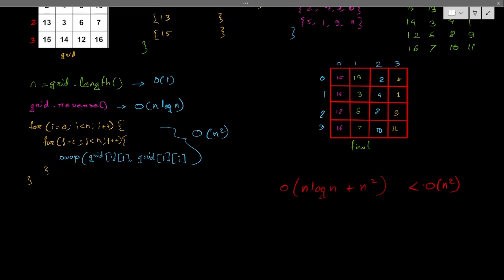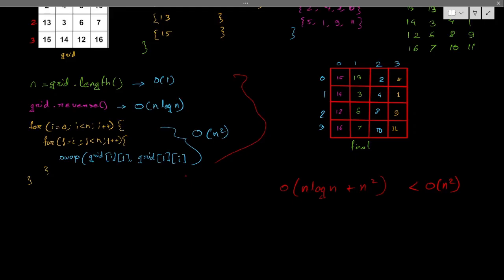This is the final solution. And it is obviously less than, not less than or equal to, because it will never touch n square. Because we are not iterating each and every element. We are iterating diagonally, only half of the array, half of the matrix. So it is overall less than n square. So this is the most optimal solution.